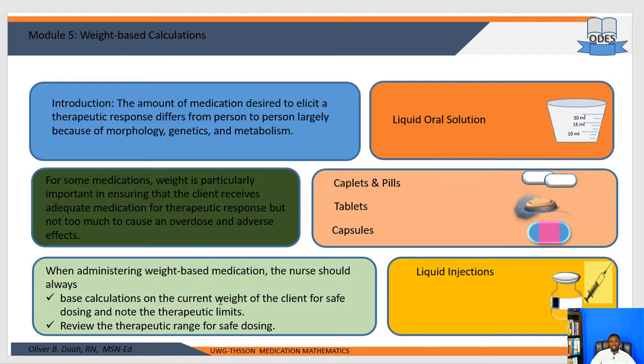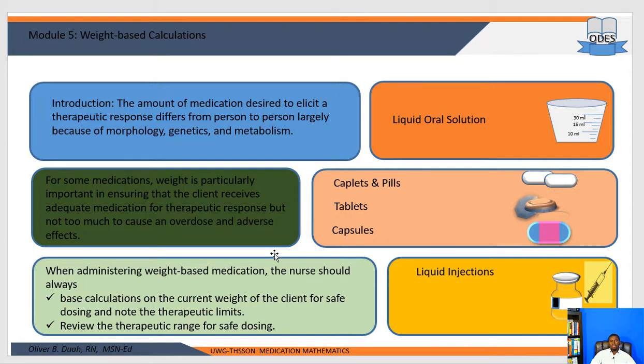When we as nurses are administering weight-based medications, there are two things that we have to keep in mind. We have to always make sure we have the most current weight of the patient. This will prevent us from making medication errors by giving an underdose or an overdose. We also have to review the therapeutic range for dosing for that particular medication, and this may be based on the weight of the patient or the age of the patient, such as in pediatrics.